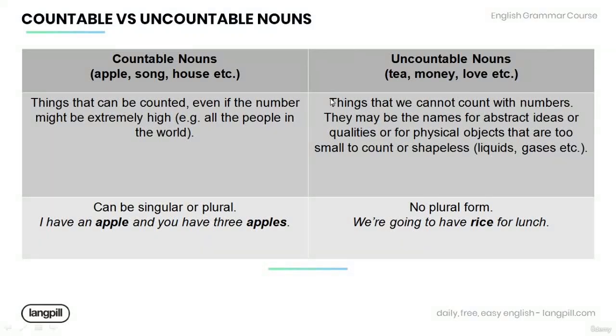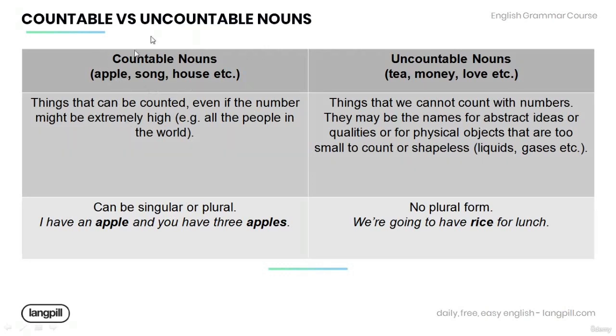Uncountable nouns, on the other hand, are things that we cannot count with numbers. Note that they may be the name for abstract ideas or quantities, or for physical objects that are too small to count or shapeless. For example, liquids, gases, etc. Other examples of uncountable nouns are tea, money, love, etc.